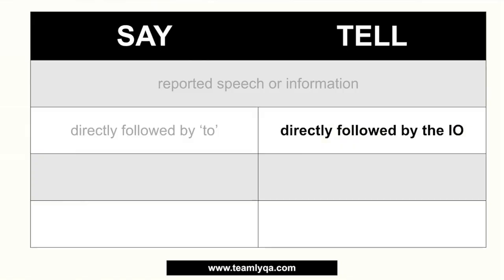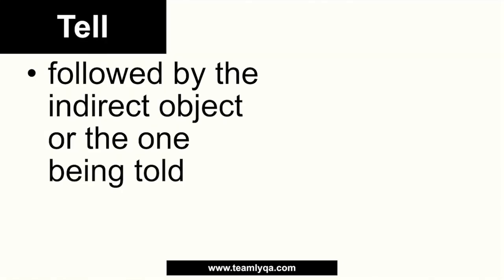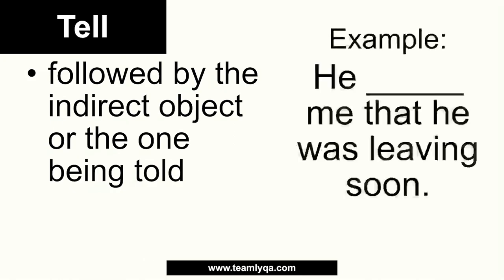Okay, now, kapag tell naman, it's directly followed by the IO or the indirect object. Okay, ano yung ibig sabihin ng indirect object? Now, ang indirect object is the one being told, yung pinagsasabihan. Okay, yun yung pinakasimpleng way ko kung paano ko i-interpret yan. Pero basically, kunyari, ito example natin, he blank me that he was leaving soon. Again, kahawig nung sentence kanina.